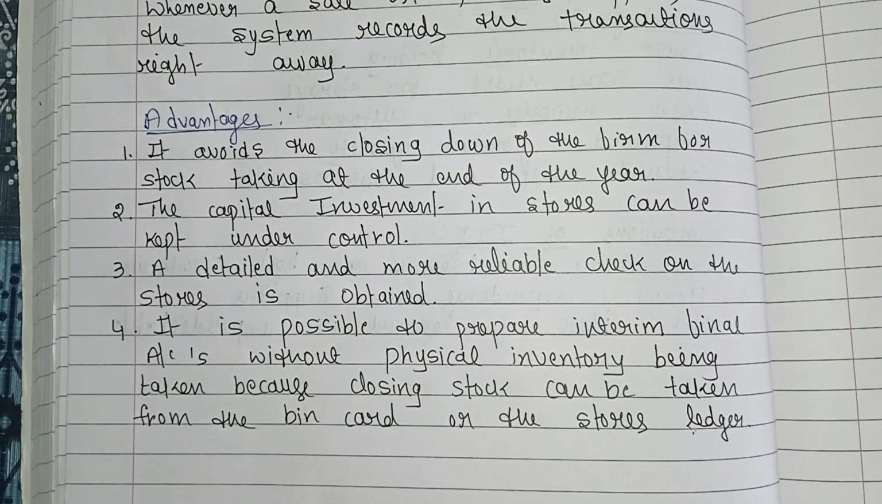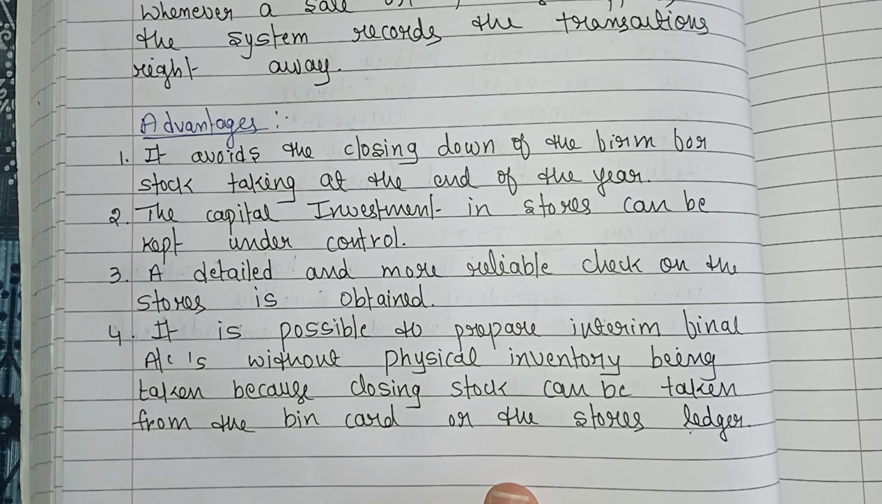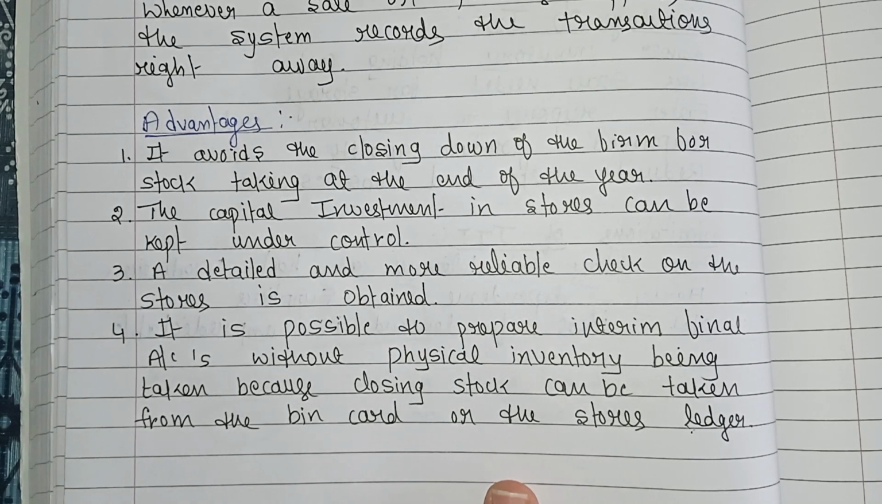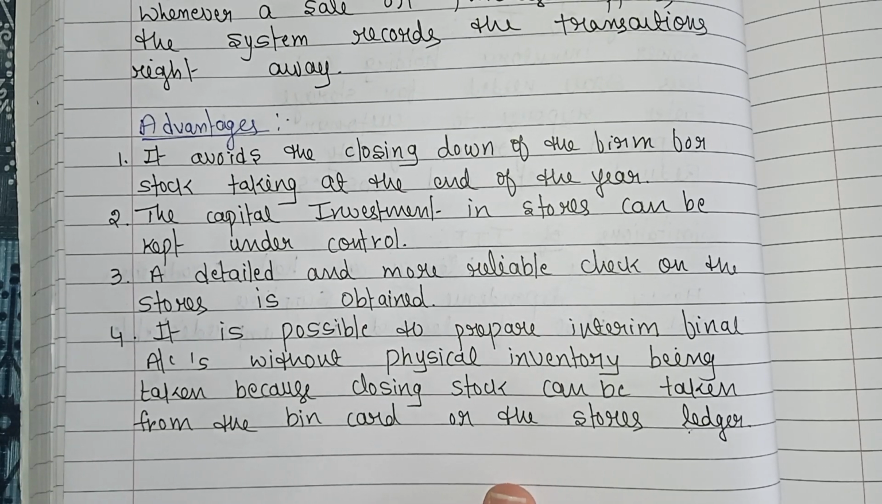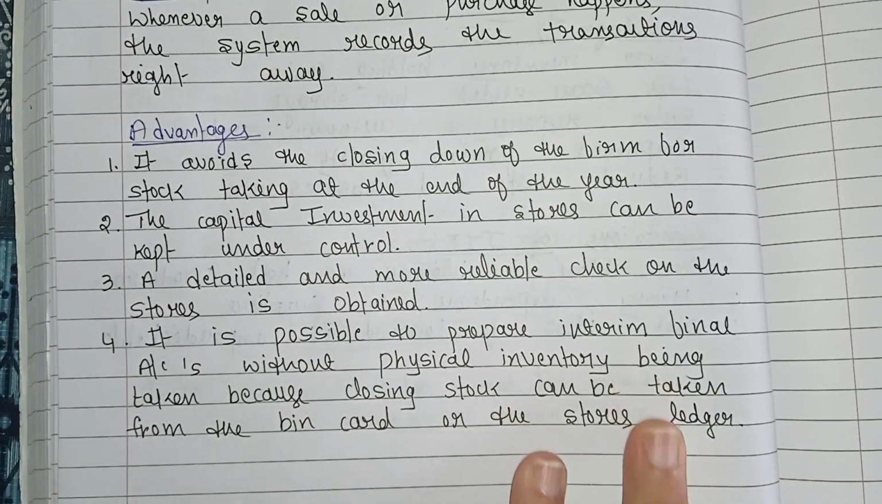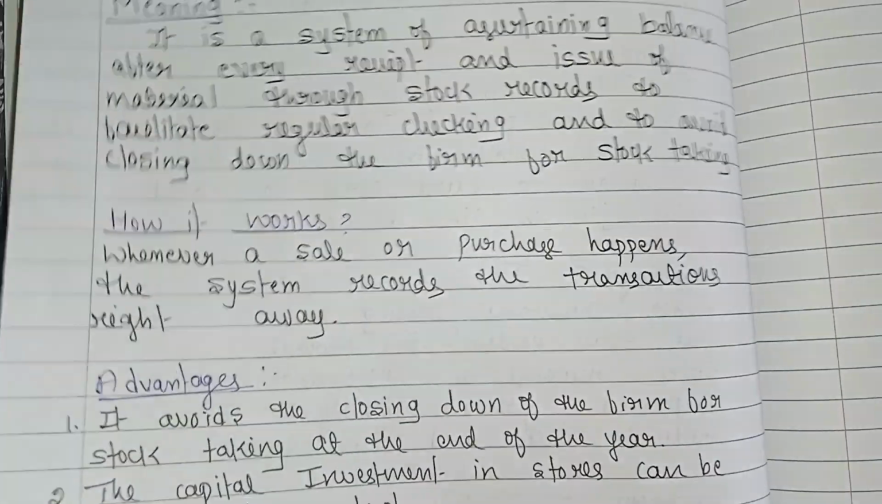So perpetual inventory system helps businesses track inventory continuously in real time, improving accuracy and control. Clear? I hope this is clear to you all.